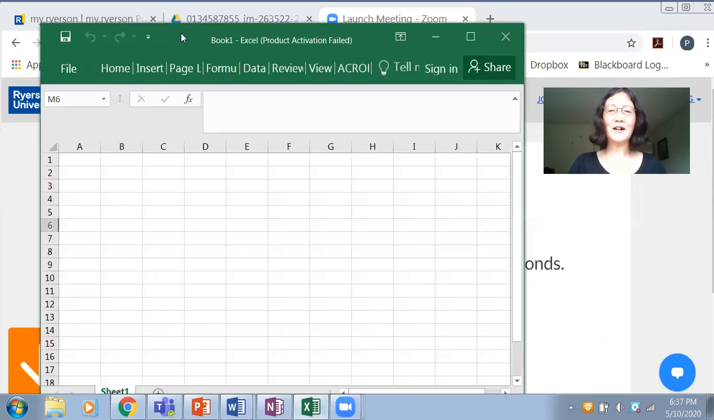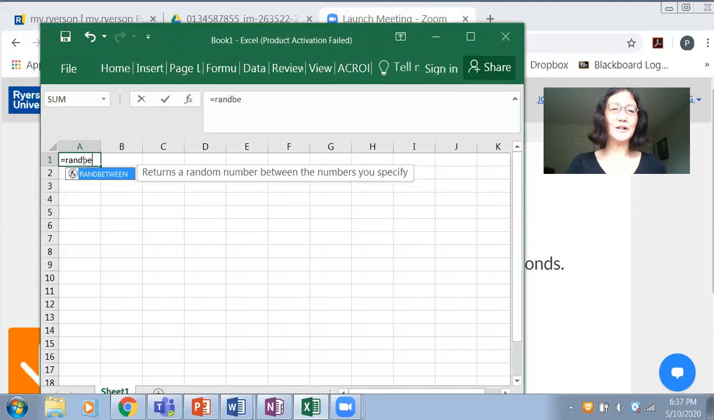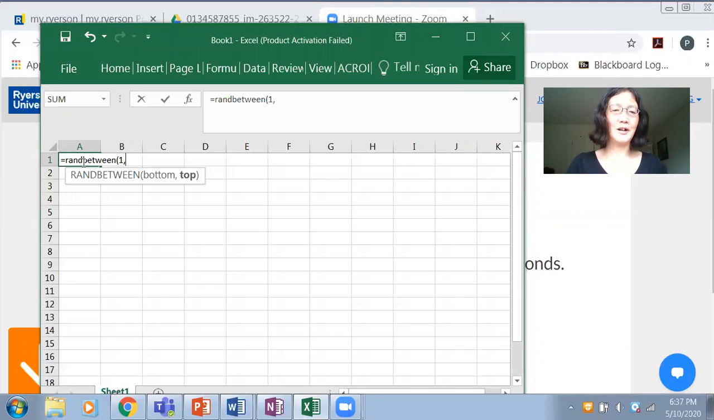Suppose you roll a die 4 times. So you get 4 different numbers. Maybe some numbers are the same. How do you use Excel to get a random number between 1 and 6? So you type in equal RANDBETWEEN 1, 6.